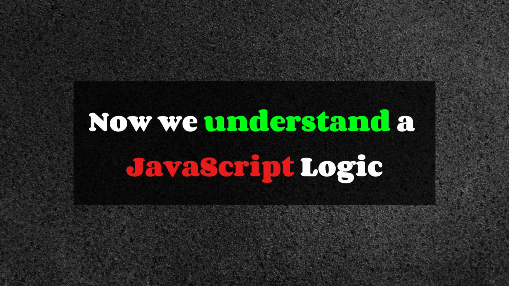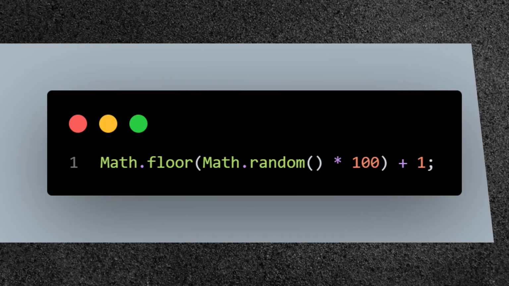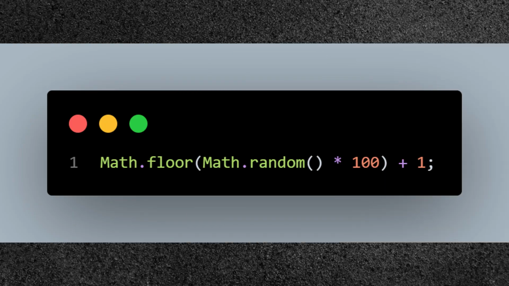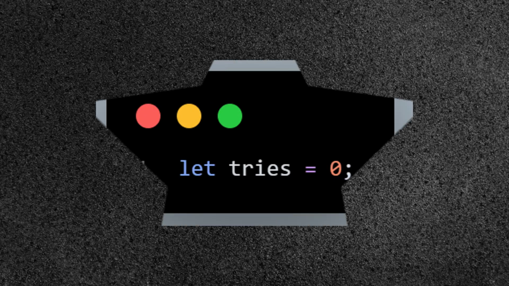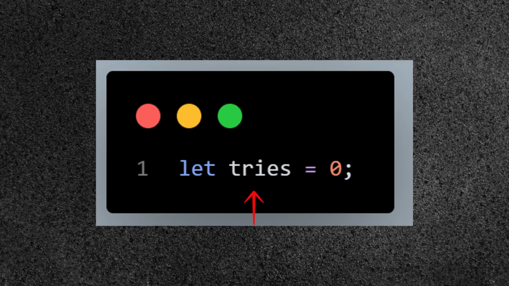So now we understand the JavaScript logic. First, we use this line to generate a random number between 1 and 100. This number is stored in the secret variable, and that's the number the player has to guess. Next, we create a tries variable and set it to 0. We will use this to count how many guesses the player makes.